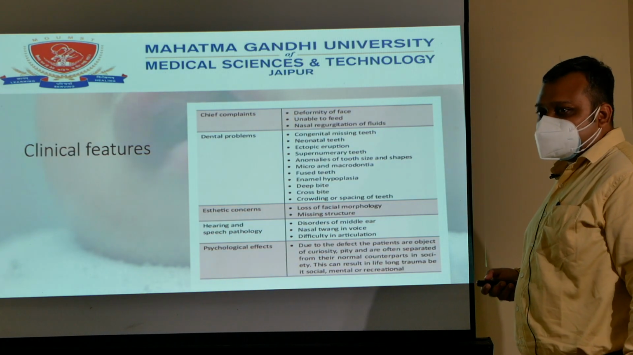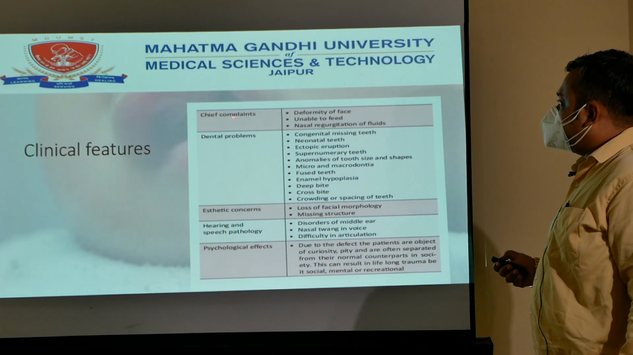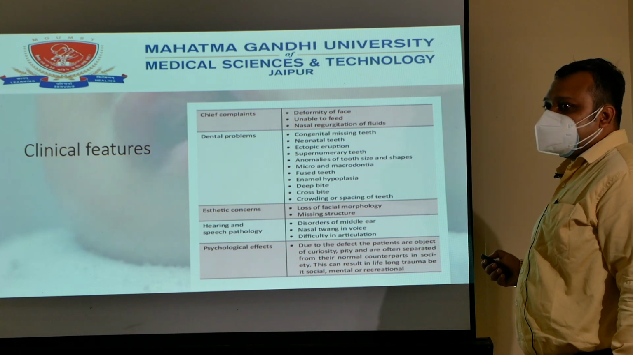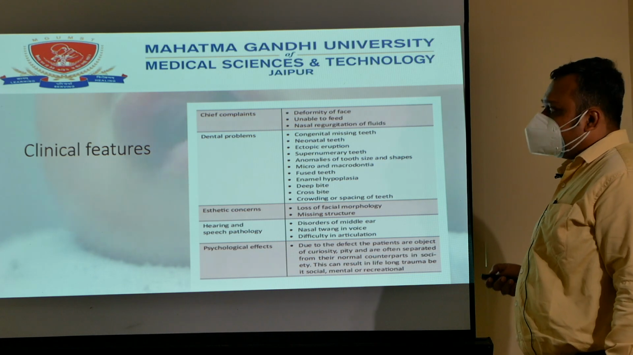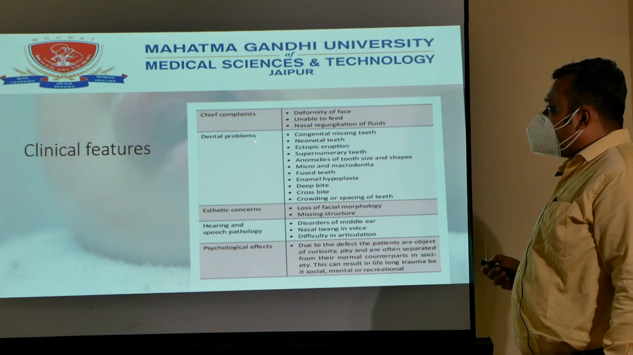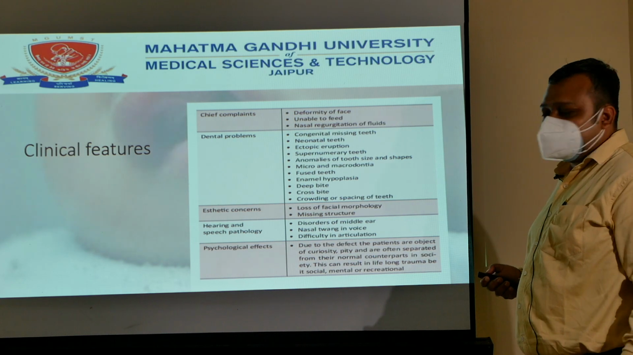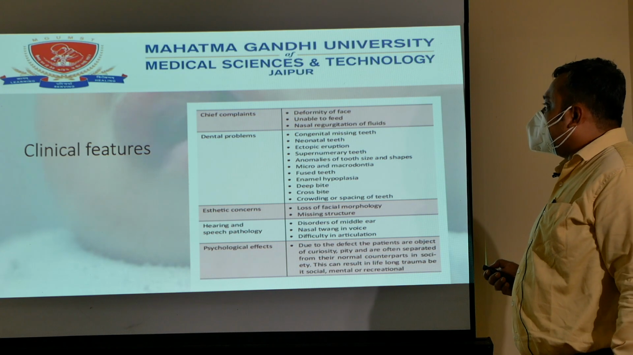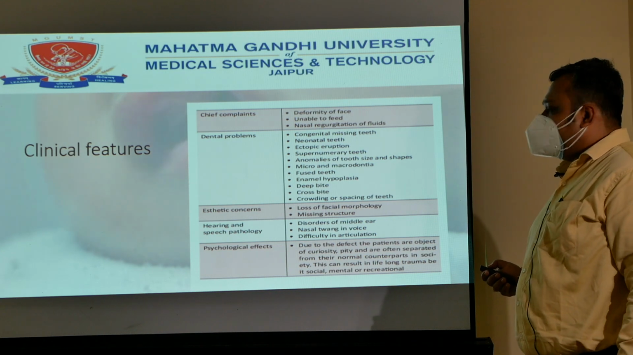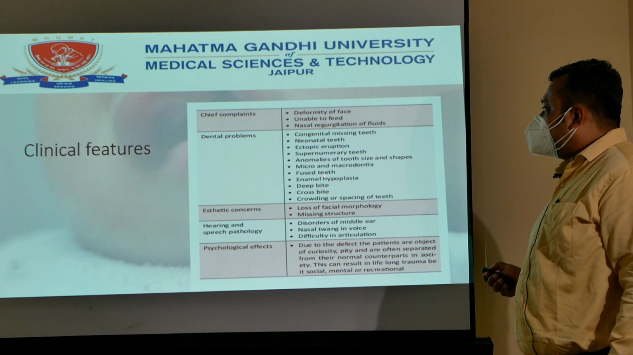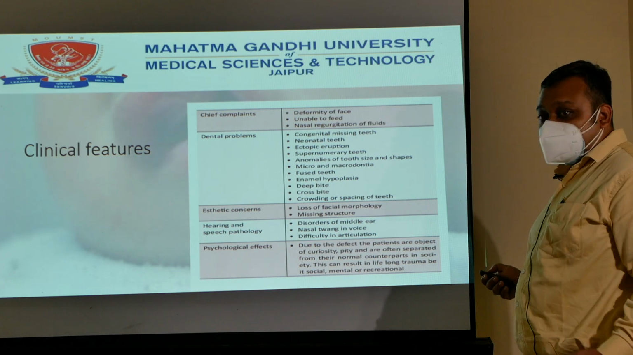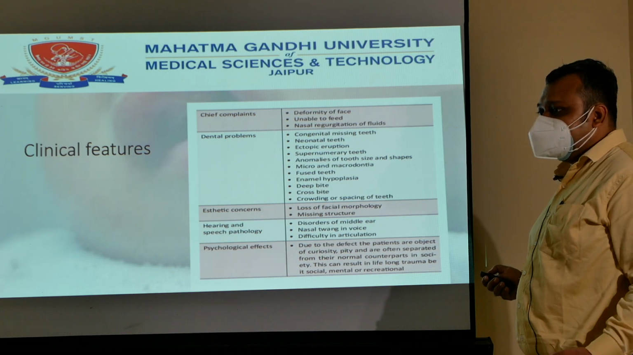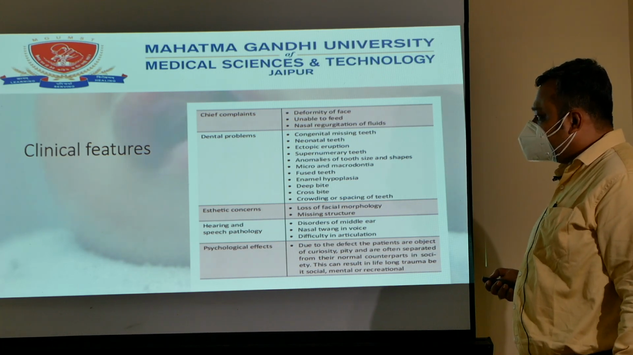These are the clinical features associated with cleft lip and palate. The chief complaint of the patient is either deformity of the face, inability to feed, that is difficulty in feeding, and nasal regurgitation of fluids. Some of the dental problems commonly associated with cleft lip and palate are congenitally missing teeth, neonatal teeth or supernumerary teeth, ectopic eruption of the teeth, anomalies of tooth size and shape, micro or macrodontia, fused teeth, enamel hypoplasia, deep bite or open bite, cross bite, and crowding. These are some of the dental clinical features seen in the patient.